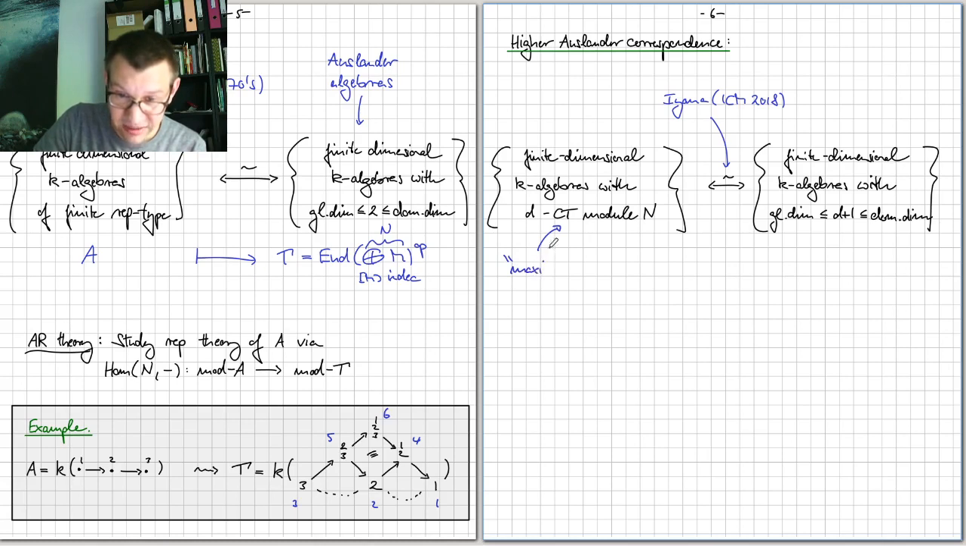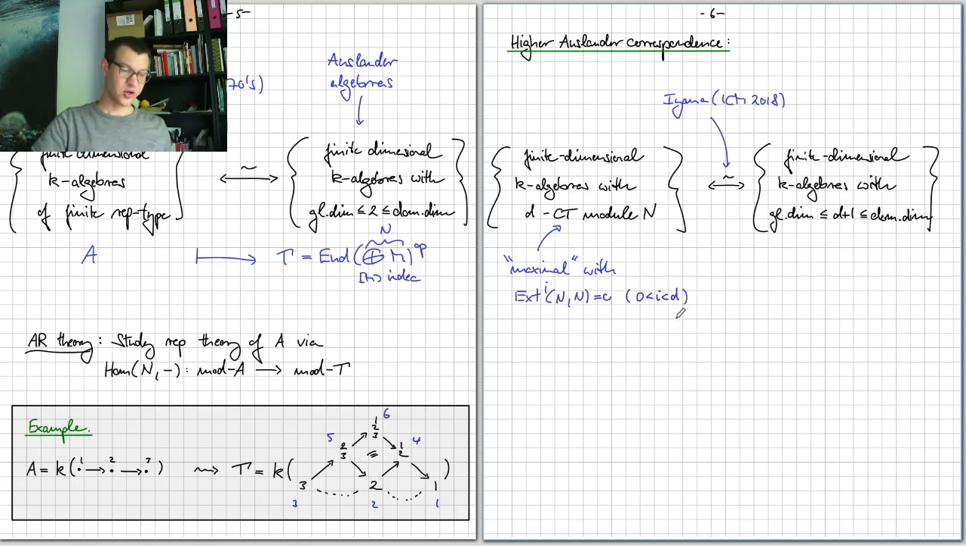So what is a d-cluster tilting module? That's saying that these are maximal with respect to a certain condition, namely there's not supposed to be any self-Exts for 0 less than i less than d. Okay, so maximal in the sense that if you can find any indecomposable such that if you add this indecomposable to n and it still satisfies Ext^i equal to 0 in this range, then it must already be a summand. So it's maximal in that sense.